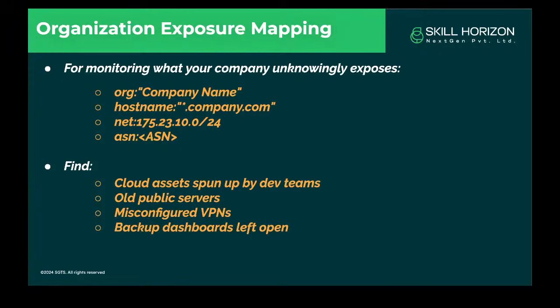Then for organization exposure mapping, for monitoring what your company is unknowingly exposing, you can use those queries, and then you have to check every result. If the result is not relevant, not a public asset, you need to hide it. You need to close the service, or close the port if the port is exposed. So these are some queries. Org, hostname, net, like if you have a network IP range, you can provide it. And the ASN number is also very important.